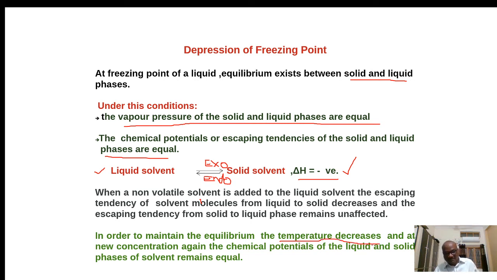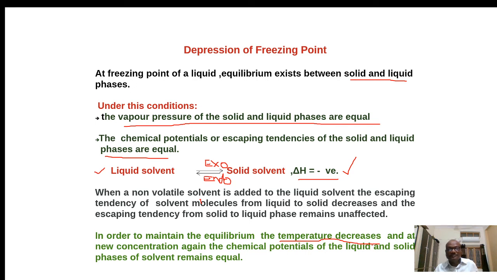So when a non-volatile solute is dissolved in the liquid solvent, at equilibrium, suppose at equilibrium you are dissolving a non-volatile solute into the liquid solvent, then what happens? The rate of forward reaction, that is conversion of liquid into solid, will decrease. Means less amount of heat will be released. So what happens? The temperature of the system will decrease.